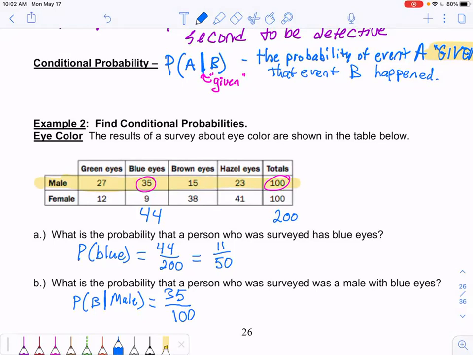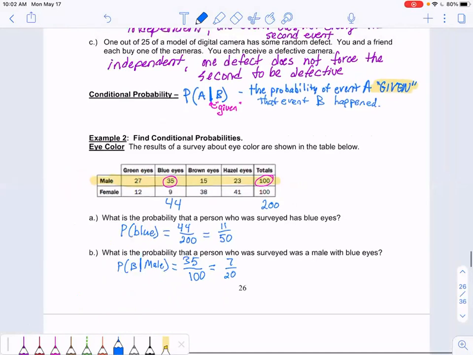At home, does this make sense? Thanks for your response, Mr. Korn. Wonderful. Okay, what does this reduce to? Yeah, 7 over 20. So let's look at a couple more.